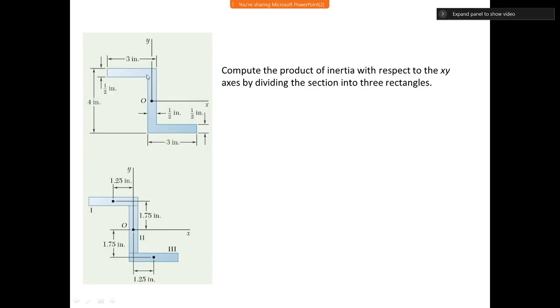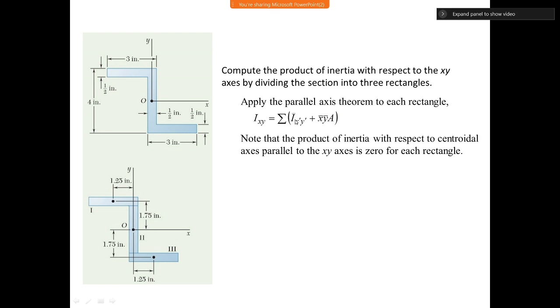Okay, so this is the area, and the first thing we need to find out is the product of inertia, because the product of inertia was not given to us in the problem. So the first thing is to compute the product of inertia, and by definition it is the summation of x bar y bar times A. Now we can divide this into 3 rectangles, as you can see here. So this is one rectangle, then you have the middle rectangle, and then you have the lower rectangle.